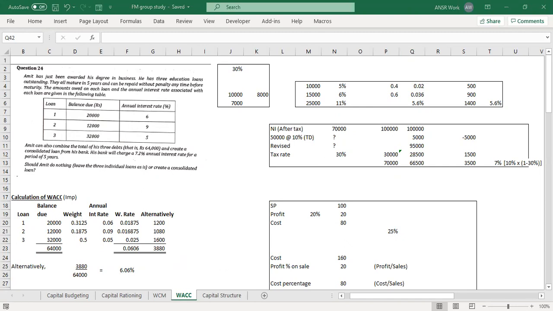Dheeraj, I'm doing it by the first method. x percent into x by x plus y. I also came to this as I saw on your screen. I have also come to this 3,800 by 64,000, but for that I'm getting 5.9%. No, just divide those two things. You don't have to subtract anything. 3,880 by 64,000. That's 6.06. I'm making too many mistakes today. Sorry, I did 3,800 instead of 3,880.